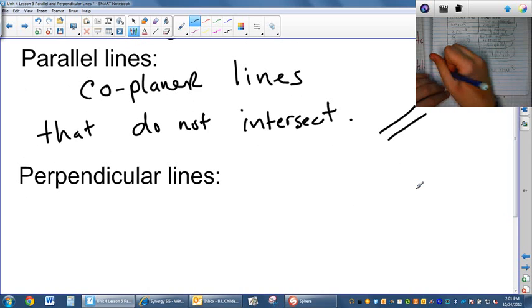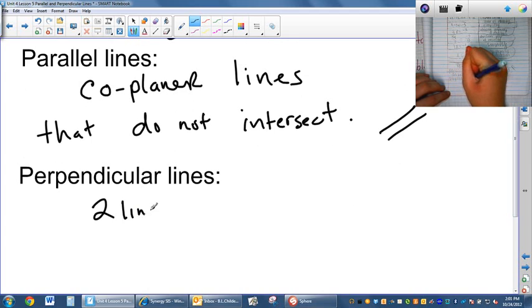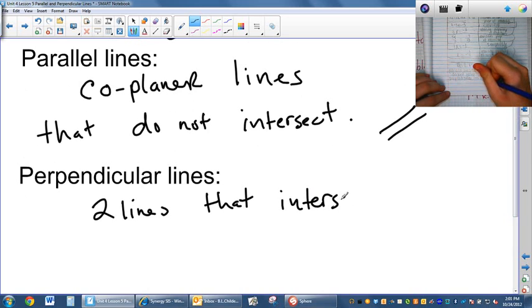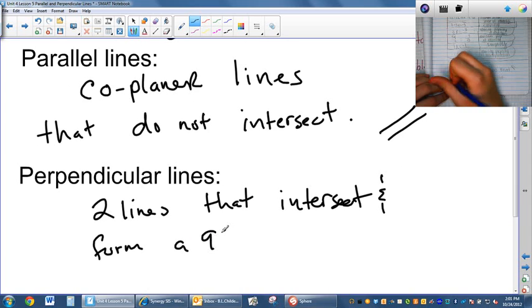Two lines that intersect at a 90-degree angle. Two lines that intersect and form a 90-degree angle.